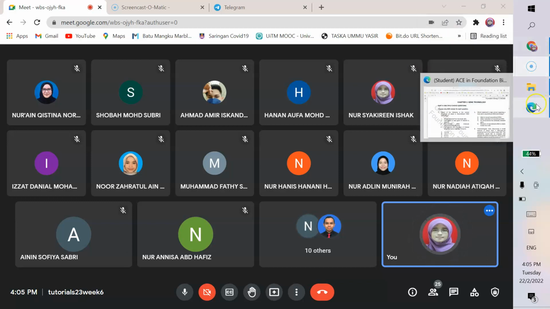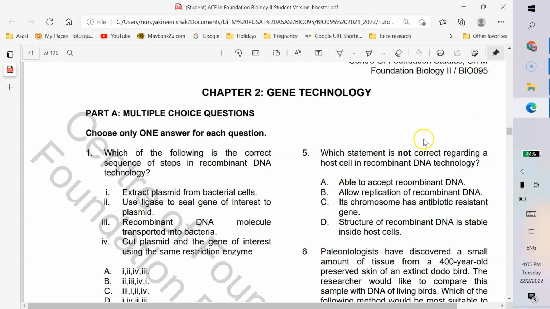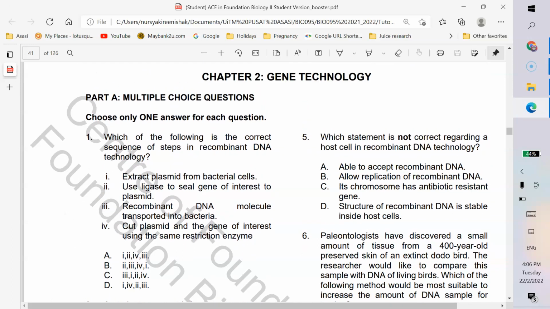Okay, so we are going to move on to the next chapter, which is on gene technology. So I hope that you have already done the question. Buat ke tak? Buat. Okay. So we are going to look at, for the first question, part A, multiple choice question. I'm going to go through down the list in our Google session ni. So we are going to start with Ahmad Amir Iskandar. So can you read the question and give us the answer?